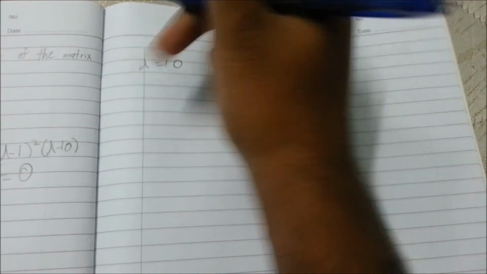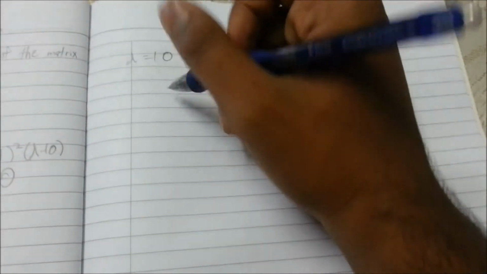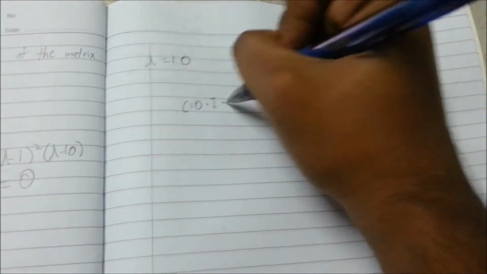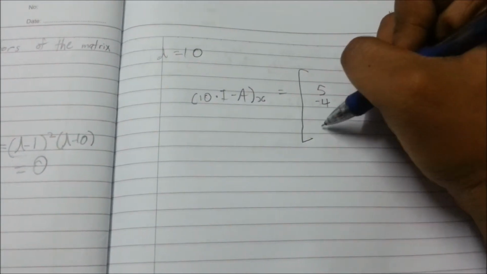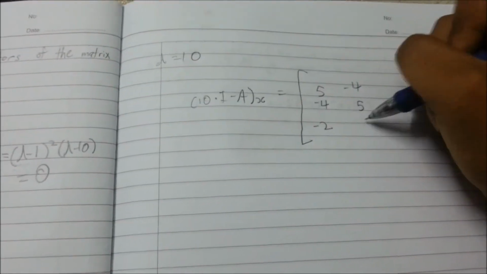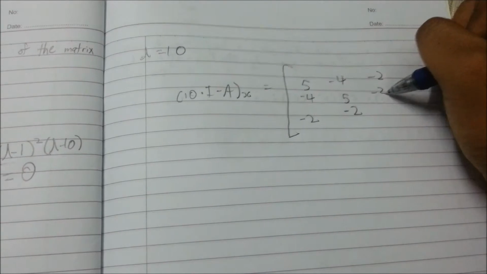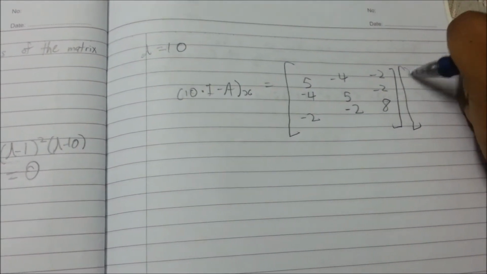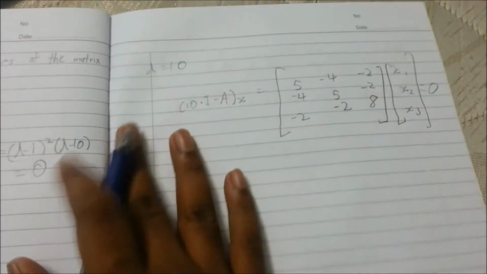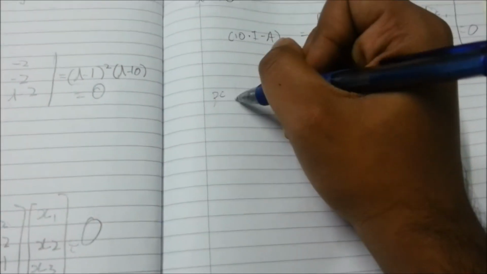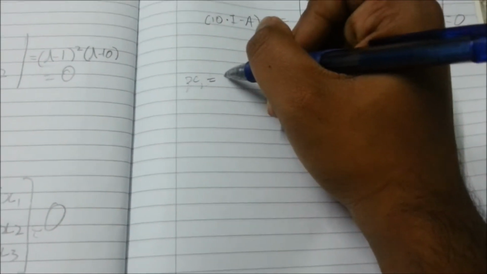Next, we shall go for lambda equals 10. If lambda equals 10, the same thing, lambda I minus A times x will give us 5, -4, -2, -4, 5, -2, -2, -2, 8, times x1, x2, x3 equals 0, and thus we get, notice how earlier I used S and T and now I'm using R.